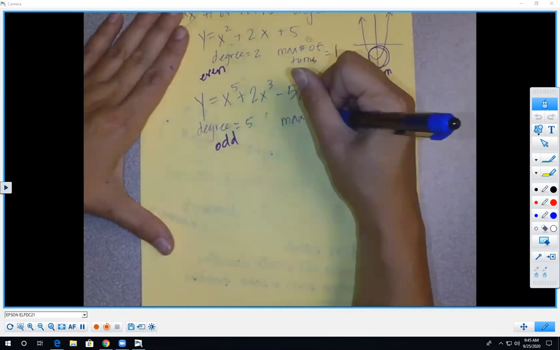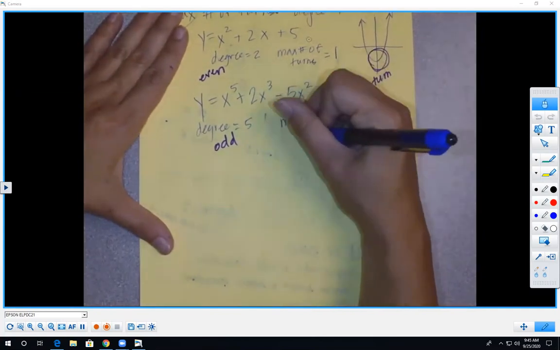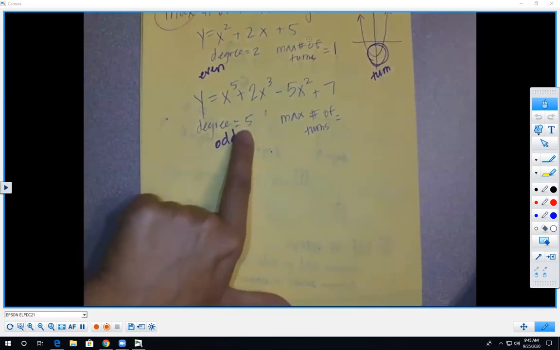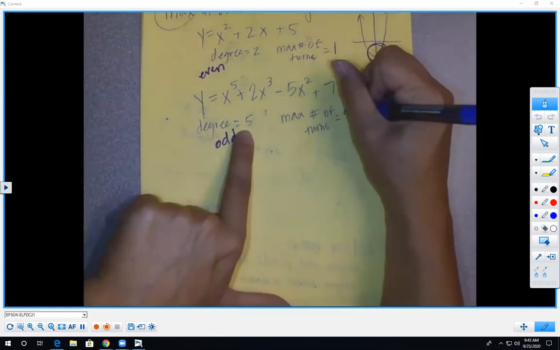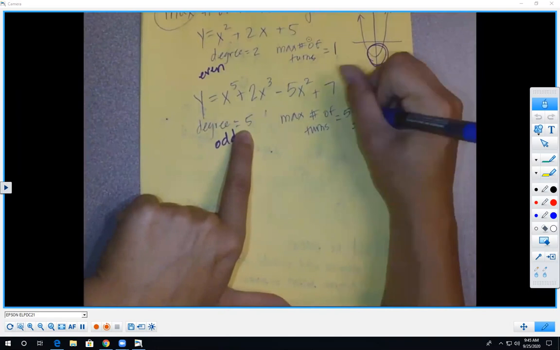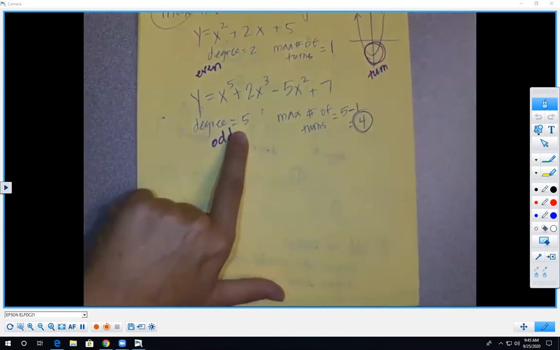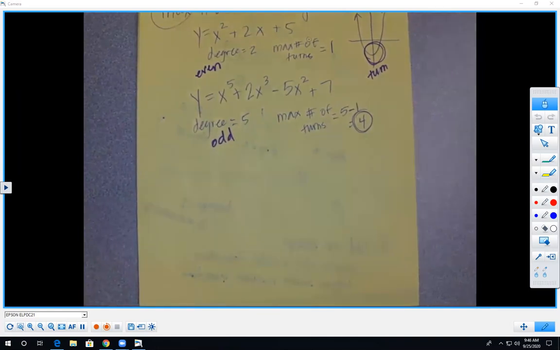And what's the maximum number of turns here? 5 minus 1. What's 5 minus 1? 4. So at most it turns 4 times. So this is like a loop-de-loop graph basically. Let me actually look and see what this graph looks like. I just made it up off the top of my head, so I have no idea.